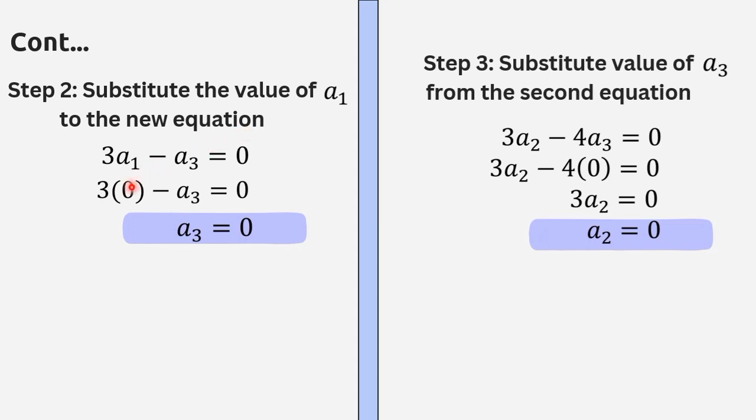And for step 3, we have to substitute a sub 3. From the second equation, we have 3a sub 2 minus 4a sub 3, which is equal to 0. By process of substitution, we will now substitute a sub 3 that is equal to 0 into the equation. So we have 3a sub 2 minus 4 times 0, which is equal to 0. So we are left with 3a sub 2. Dividing both sides by 3, we get a sub 2, which is equal to 0.